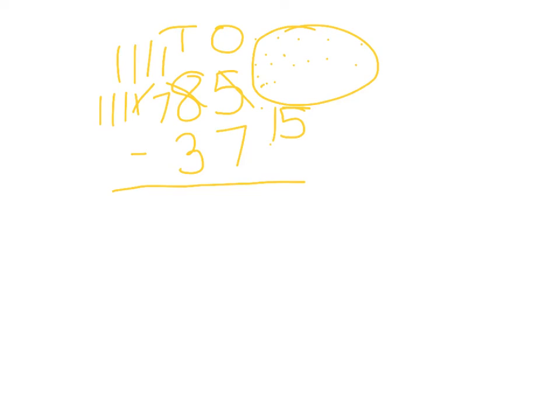So now I can take 7 away. 1, 2, 3, 4, 5, 6, 7, which would leave me 8. All right, so 15 minus 7 is 8. And I have 7 tens, and I subtract 3 tens, and that would give me 48.